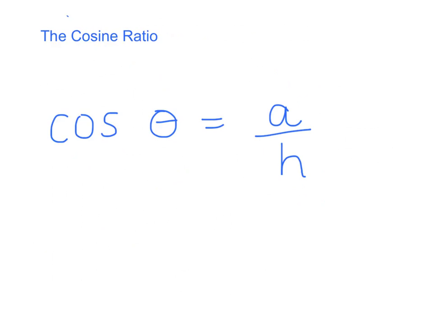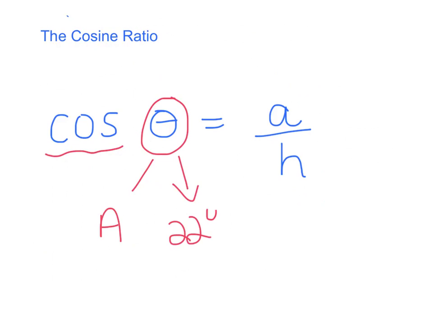All right, let's have a look at the cosine ratio. The trig ratio first: cosine. Again, this time I've used theta for the angle, but we could use a capital letter, or we could use 22 degrees. And the ratio is the length of the adjacent over the length of the hypotenuse. So that's your cosine ratio.